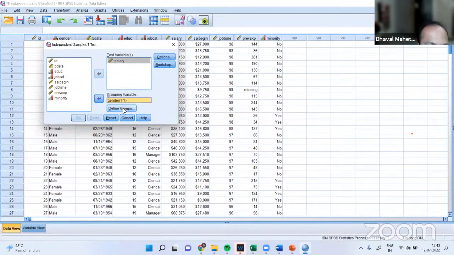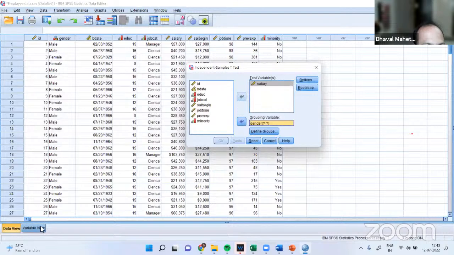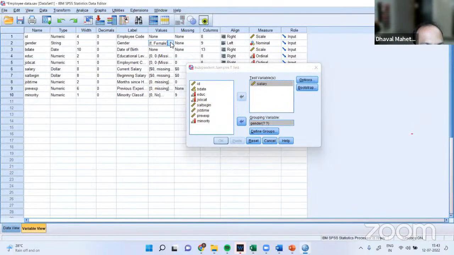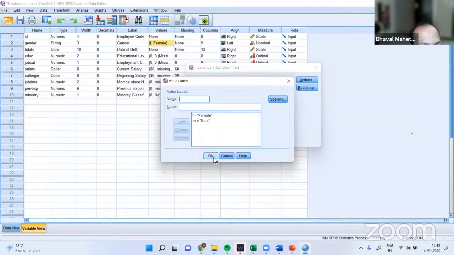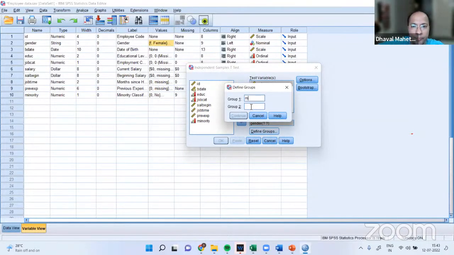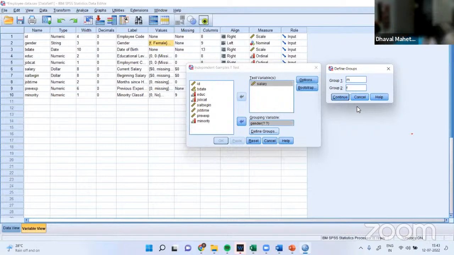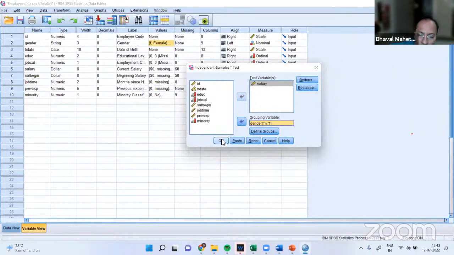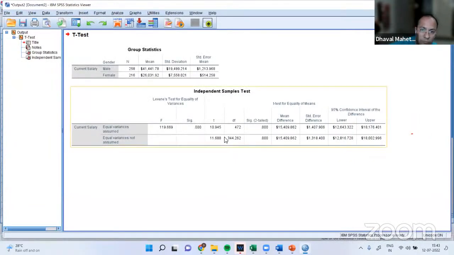Done. Now it is asking me to define the groups. For that purpose, you go in variable view and see the codings which have been given. Go in variable view, click on gender, 3 dots will appear. Male is coded as M and female is coded as F. So just write down M and F. Continue. Click OK. And you will get the result.